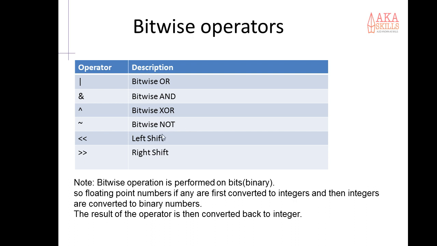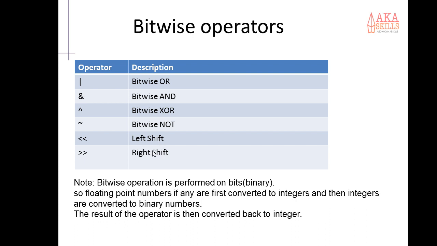Bitwise NOT operator is actually negating the entire binary string. So let's say in the binary string I have 0011, and if I use negation, what happens is my 0011 gets 1100. I'm just changing the bits from 0 to 1 and 1 to 0.